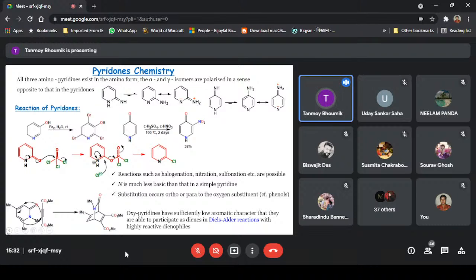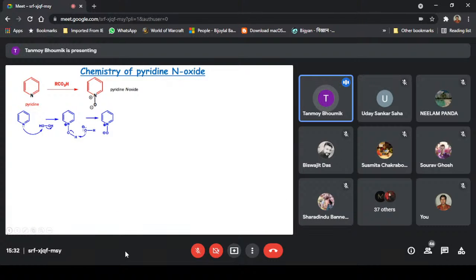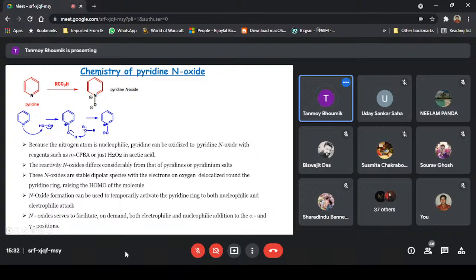But here this pyridine molecule also participates in nucleophilic substitution reactions. Whenever pyridine is transformed into the pyridine N-oxide by using any kind of peroxide, either mCPBA or hydrogen peroxide, the N-oxide is very reactive. The oxygen lone pair is easily conjugated with the nitrogen, and it can form a stable complex, the N-oxide pyridinium ion.